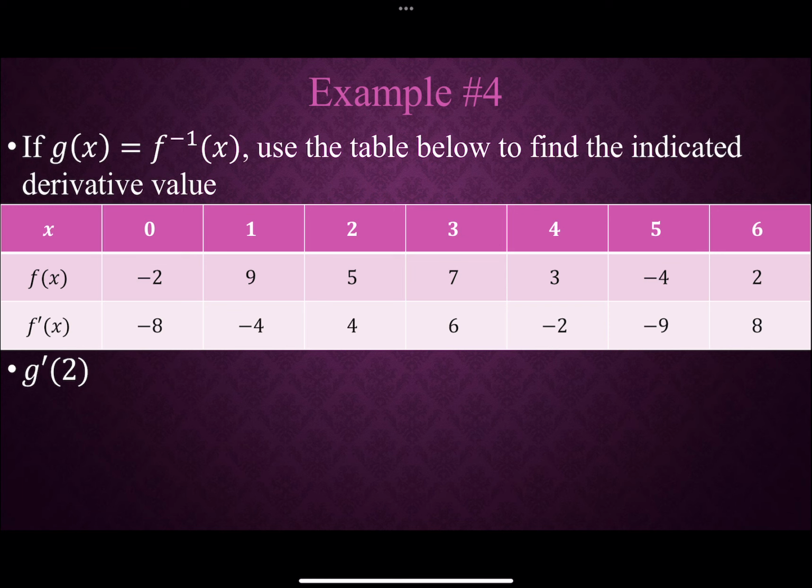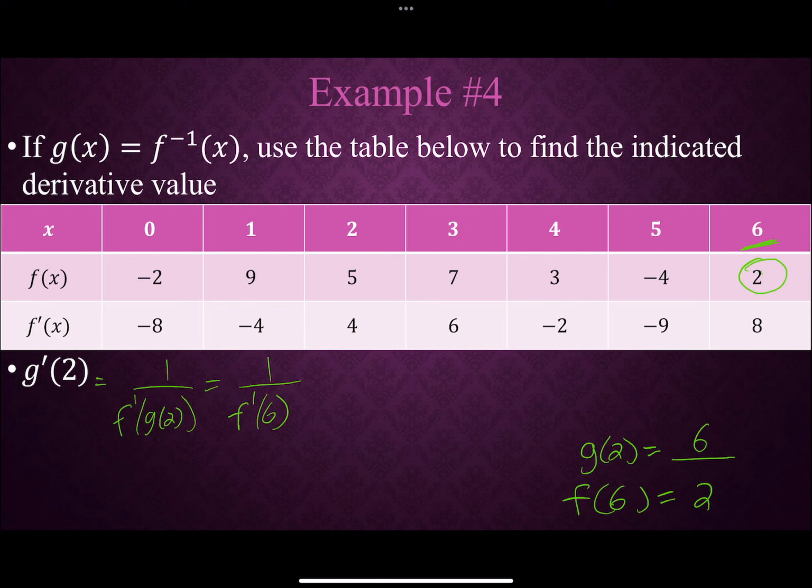Same table, but now we're talking about g prime at 2. So that means we want 1 over f prime at g of 2. So once again, we're looking for what g of 2 is equal to. That's based on f of some number equal to 2. So we look through our entire table for when f of x is equal to 2, which is right here at x equals 6, which means g of 2 is equal to 6. So if g of 2 is equal to 6, we have 1 over f prime at 6, which according to the table, f prime of 6 is 8, so our final answer is 1/8.